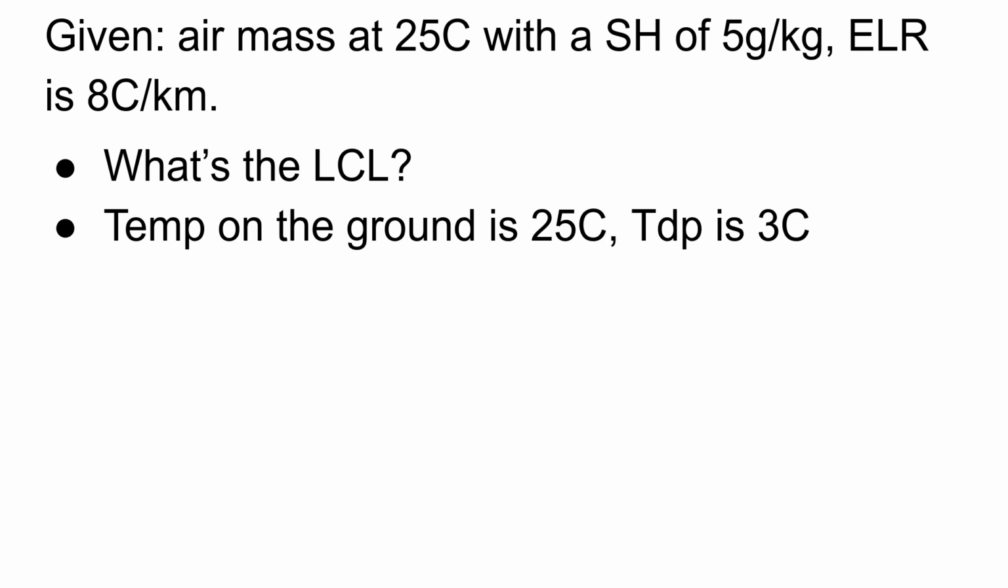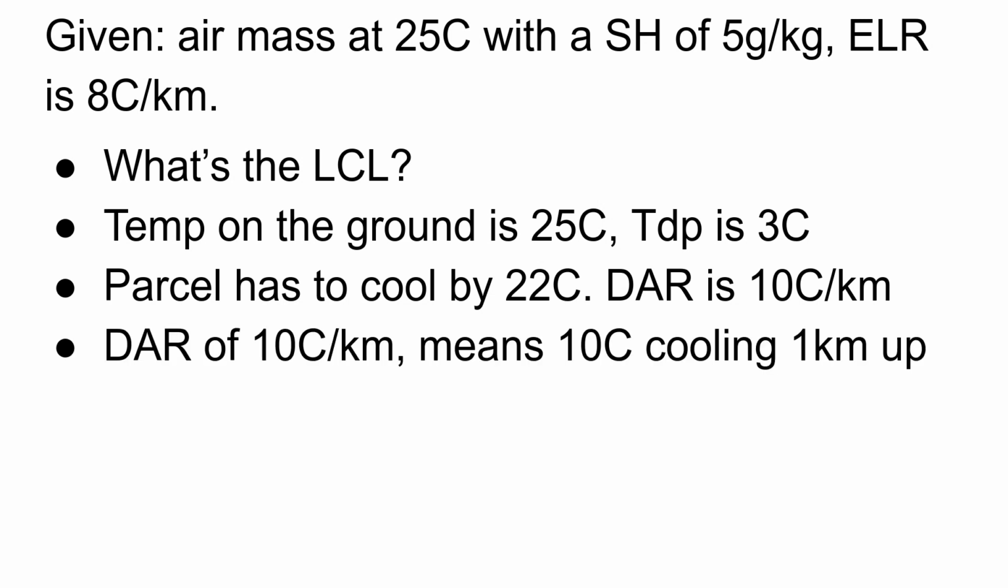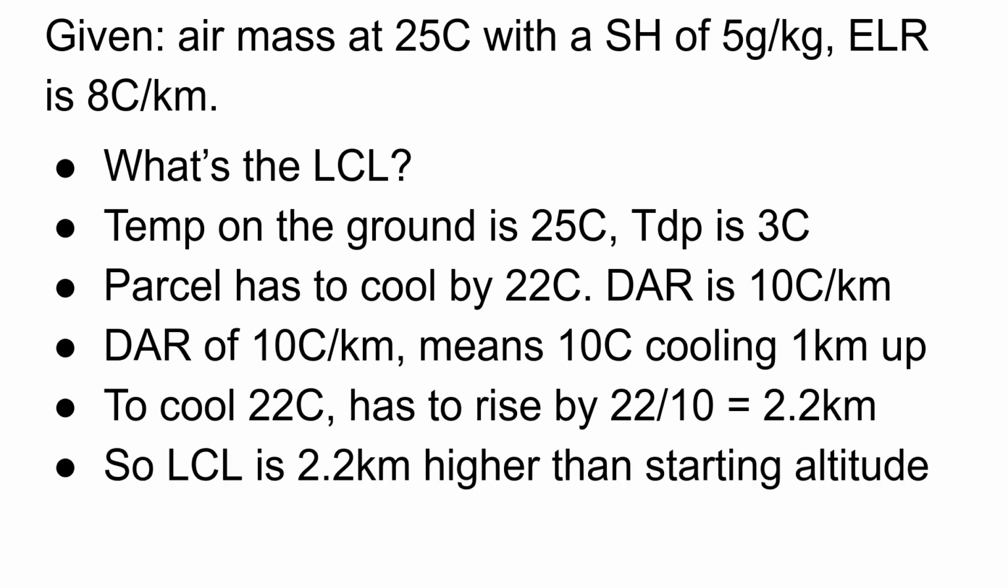So we know the temperature on the ground is 25 Celsius. We know the dew point temperature is 3 Celsius. The parcel has to cool by 22 Celsius. The dry rate is 10 Celsius, so it's 10 degrees of cooling for every kilometer. So the dew point temperature of 3 Celsius, we're going to hit at 2.2 kilometers above the ground. The lifting condensation level is 2.2 kilometers higher than the starting altitude.